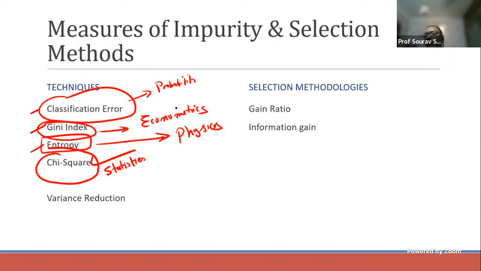Now, you might be questioning, Professor, how come these different metrics coming from different fields of science are being used out there? That might be a question. At the end of the day, what we are interested in is something called homogeneity. And what is this homogeneity? It is when I have reached some kind of a stable configuration. Now, the stability has different kinds of interpretations in all these different cases. So, for example, this entropy, which I said is physics, comes from thermodynamics.